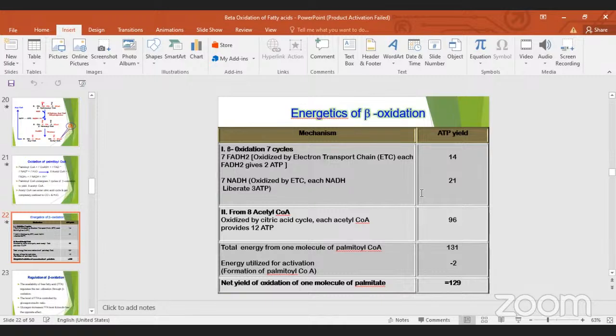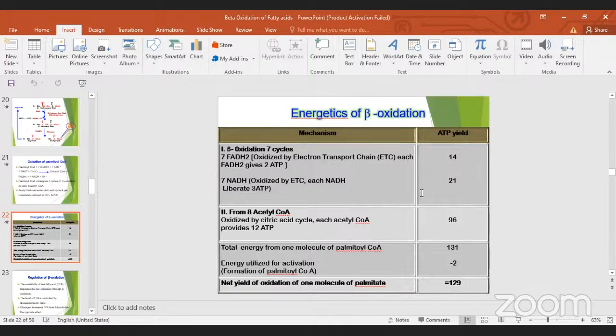In this one, 7 NADH produced are oxidized by the electron transport system, and each NADH liberates 3 ATP. 7 into 3 is equal to 21 ATP. This is the first step of oxidation. The second: the 8 acetyl CoA are oxidized by the citric acid cycle, meaning the Krebs cycle. Each acetyl CoA provides 12 ATPs.